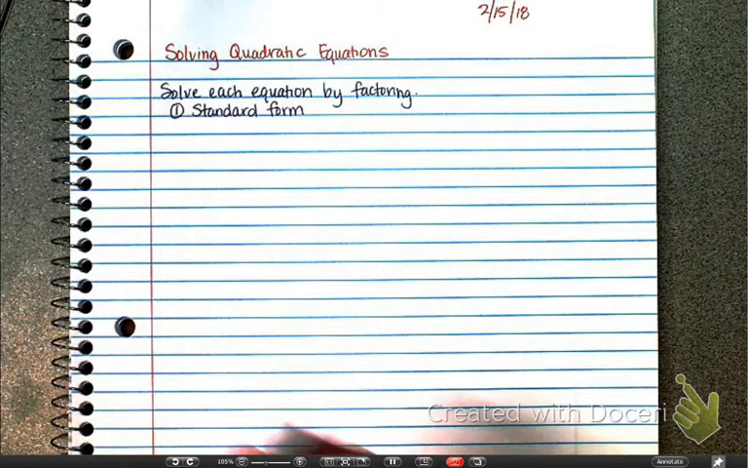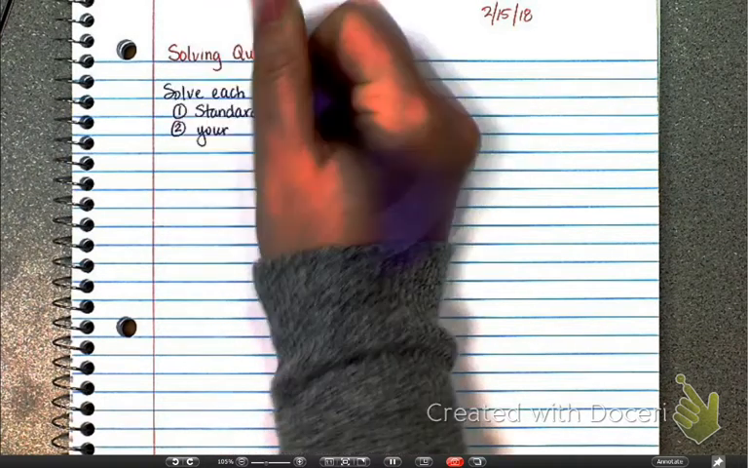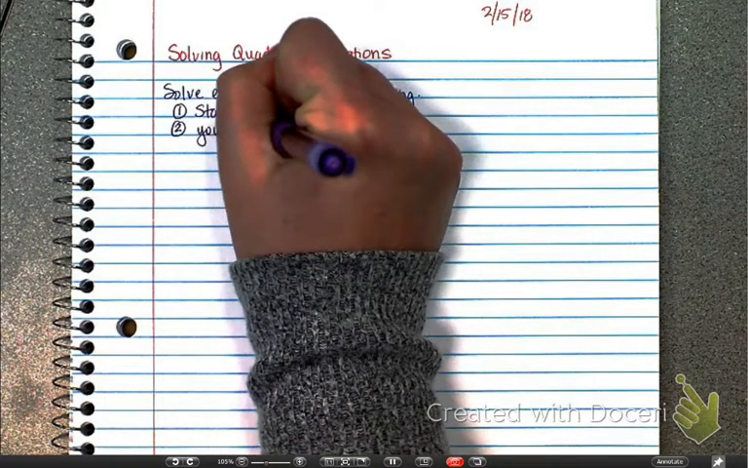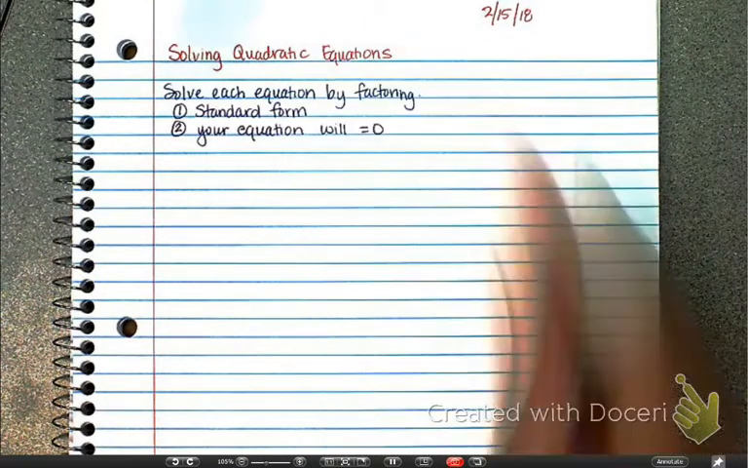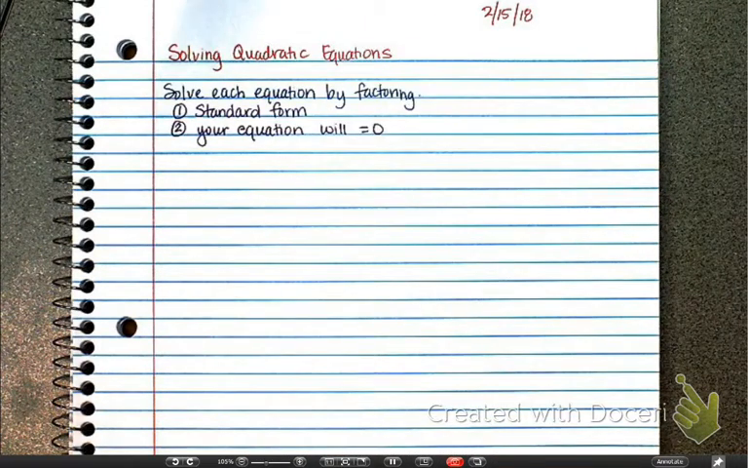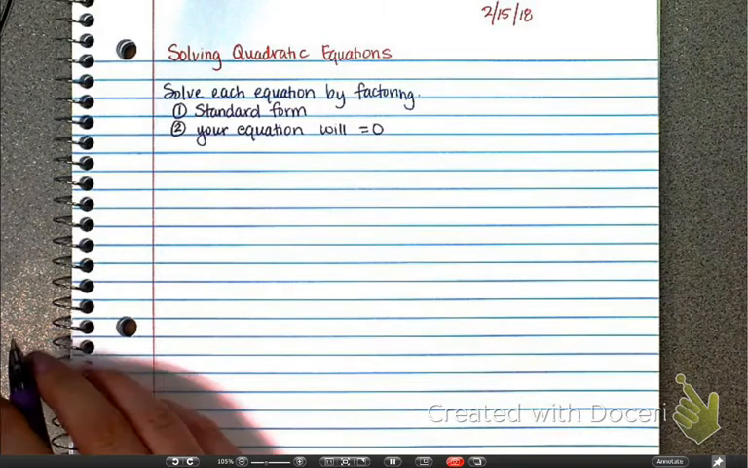With that, you will also make sure that your equation will equal 0. Okay, so you're going to have to move some things around like we did in Algebra 1, moving something from one side to the other. Our equation will equal 0. If our equation doesn't equal 0, you can't factor it. Okay, so writing it in standard form will make it equal to 0 if you do it properly.